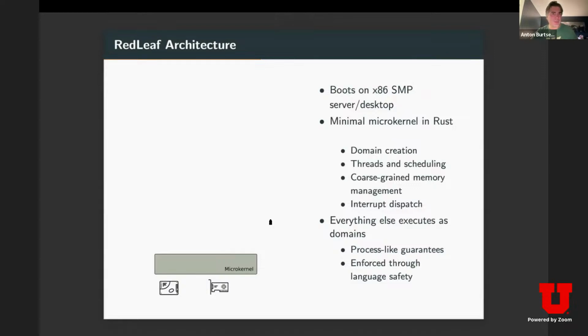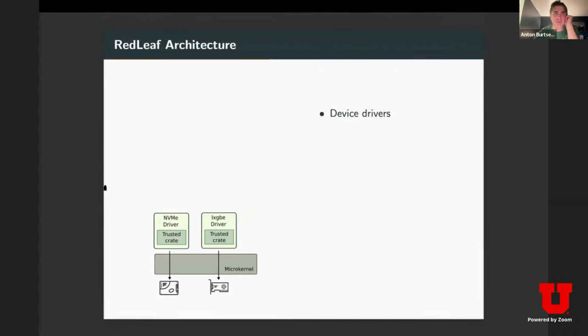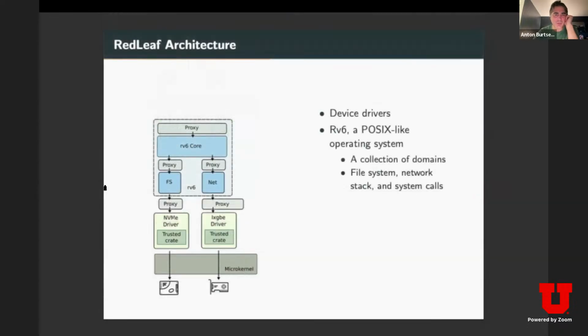So, everything else in this system executes as a collection of language-isolated domains, and the boundaries are enforced through language safety. Everything runs in ring 0, from here to here, it's all ring 0. Essentially, we want to run device drivers, so we run them as isolated subsystems. We want to run some kind of operating system, which we call RV6, for Rust version 6, meaning it's like xv6 but written in Rust. It has a file system, a network stack, and maybe some core kernel. All of these are language-based domains.